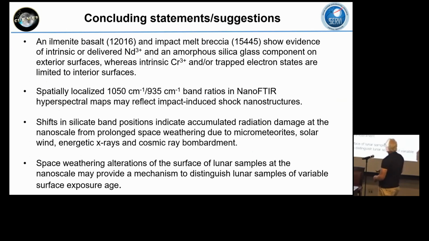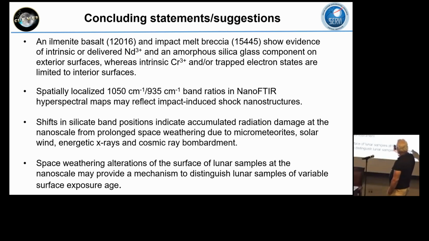So on that, I'm going to just give you some concluding statements or suggestions, right? So you can believe me or not, but I think you will believe me based on her work, at least with respect to the 1150 wave feature. Okay, so the ilmenite basalt and impact pressure, they show evidence of intrinsic or delivered neodymium and an amorphous silicate glass component on the exterior surfaces. There's some intrinsic chromium and then trapped electron states, which is limited to the interior of the surface. So these are probably made by X-rays or penetrating radiation. There's a spatially localized band ratio feature that we are interpreting as shock-induced nanostructures.